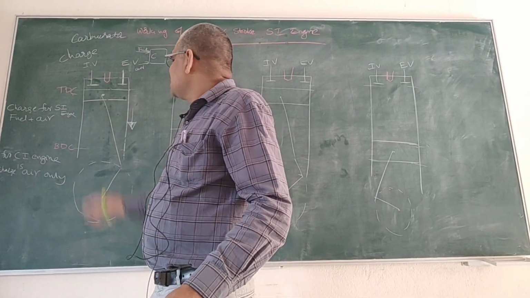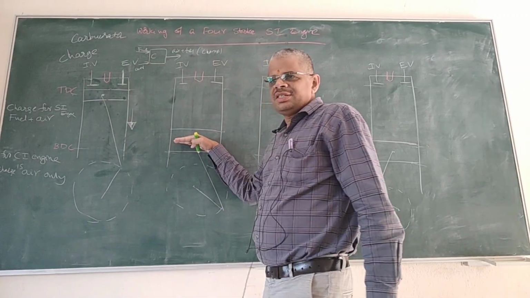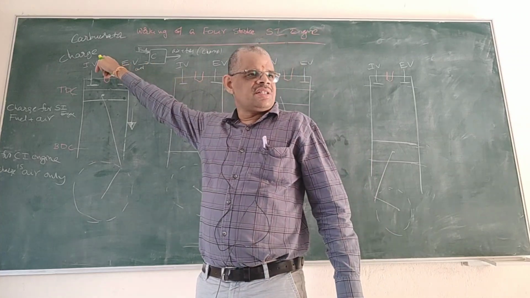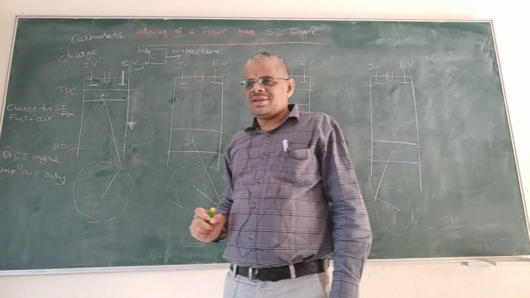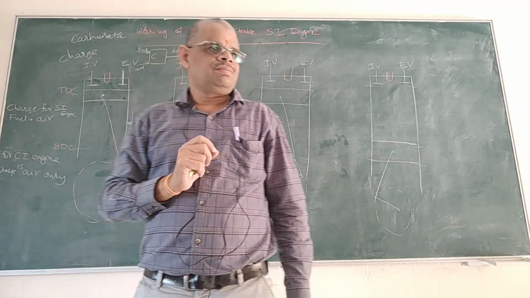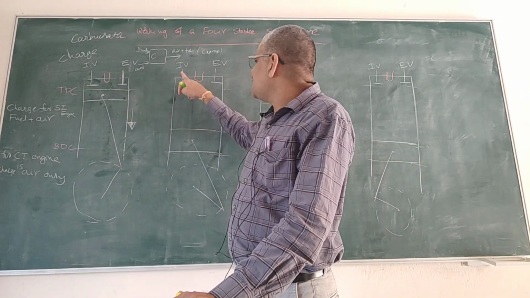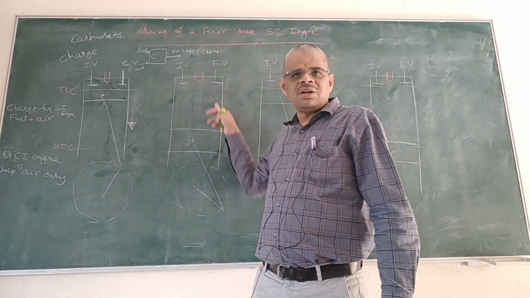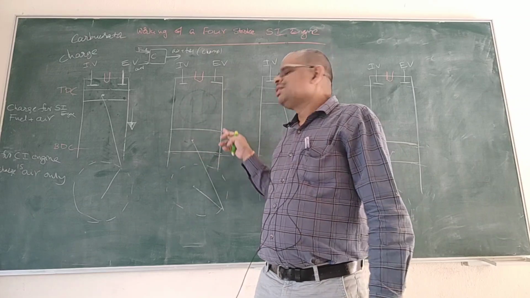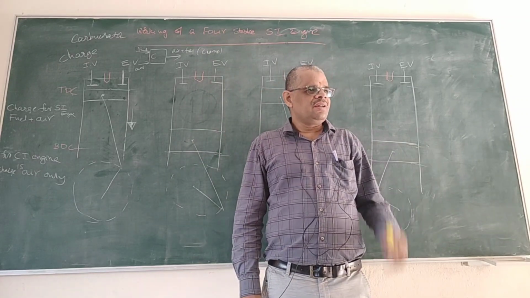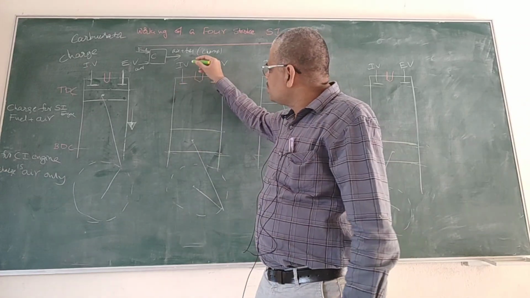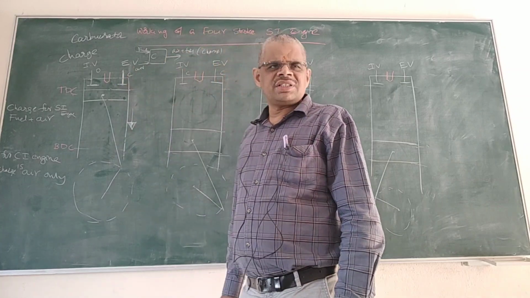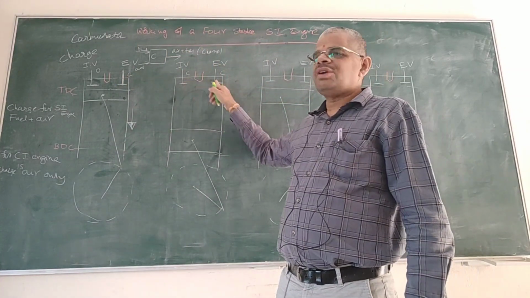During this process, say for example it has reached BDC. Now this entire space is filled with charge, that means fuel plus air, that means petrol plus air. At this position, the inlet valve is closed and the entire volume is filled with the charge. This is also enclosed, here this is open, this is closed. The exhaust valve is closed. In this case, both the valves are closed.